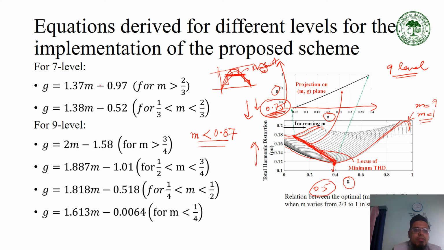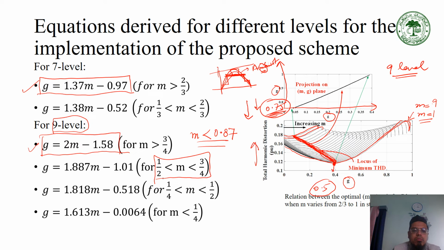Now why have we named it variable structure? Because for different levels we have different structures of G, that is, a different relation between G and M. They all will be straight lines as I told you, but the relation between G and M is different at different levels. Even when I am working at a given level, in the range where the modulation index lies between 1 by 2 and 3 by 4, the structure of G will be different from what we have when M is greater than 3 by 4.